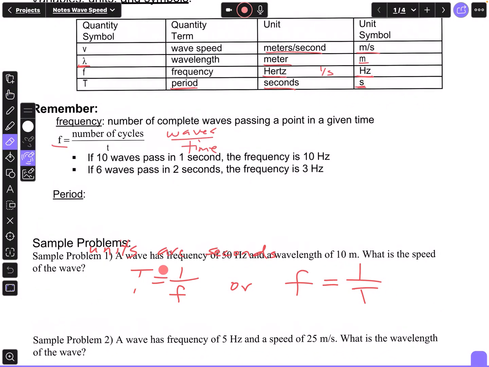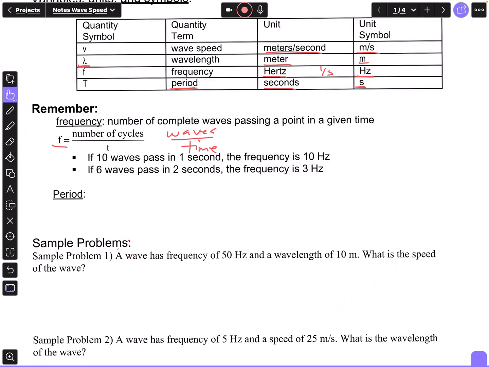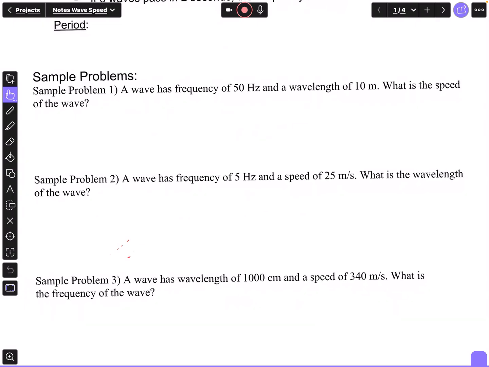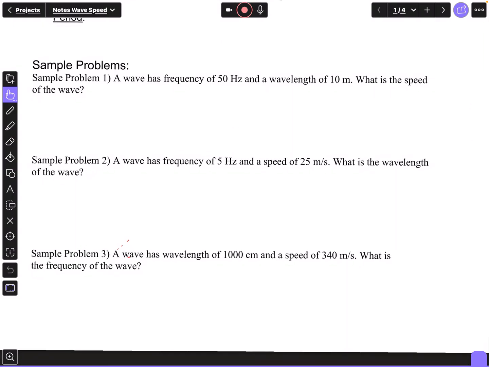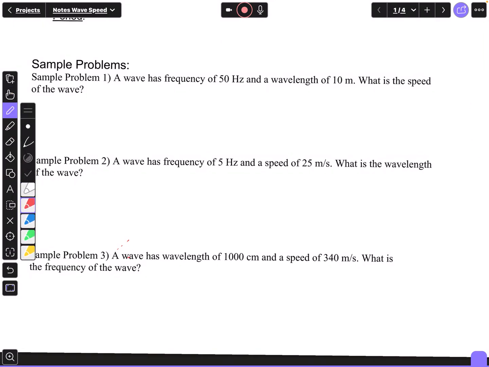All right, so let me erase this. We'll work some sample problems. Sample problem A says a wave has a frequency of 50 hertz and a wavelength of 10 meters. What is the speed of the wave? So we work these using the GUESS method with our givens, our unknown, our equation, and then substitute and solve. So I'll write down that I have a frequency of 50 hertz, wavelength of 10 meters. What is the speed of the wave?